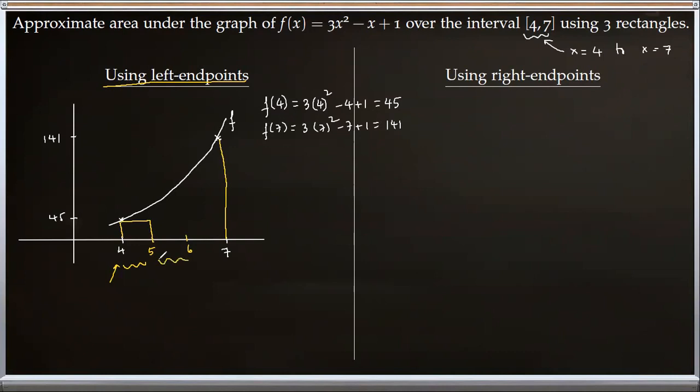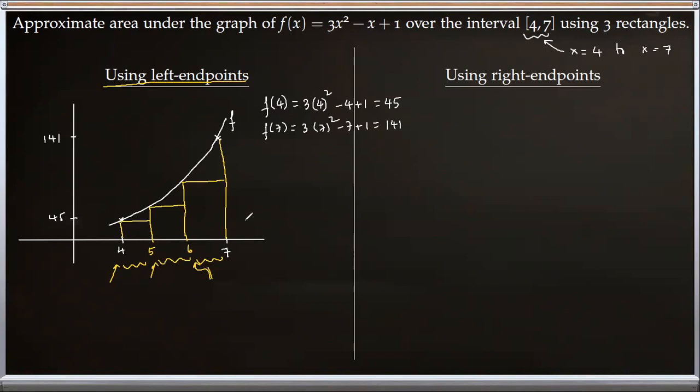And in the next interval, again, the left endpoint would be 5. So we will draw the height of the rectangle at 5 up to the curve, like that. And the last rectangle, again, the left endpoint is 6. So draw the height of the rectangle at 6 up to the curve.